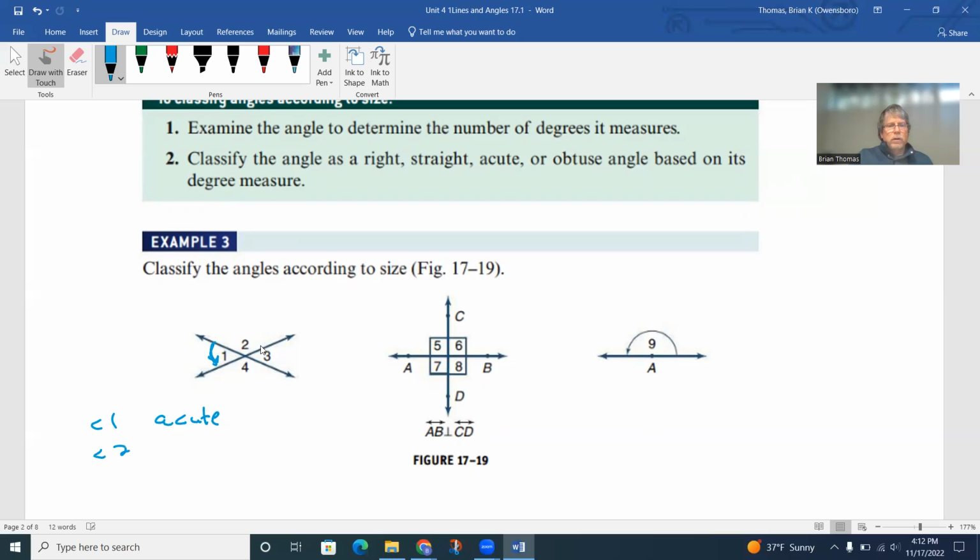If I look at angle 2, it goes from here to here. Notice that that's a much wider angle. And remember, 90 degrees would be about here going across. So notice how that's going past 90. This is going to be classified as an obtuse angle. If I look at angle 3, notice how it looks a whole lot like angle 1. That's going to be an acute angle. If I look at angle 4, it looks a whole lot like angle 2. So it's also obtuse.